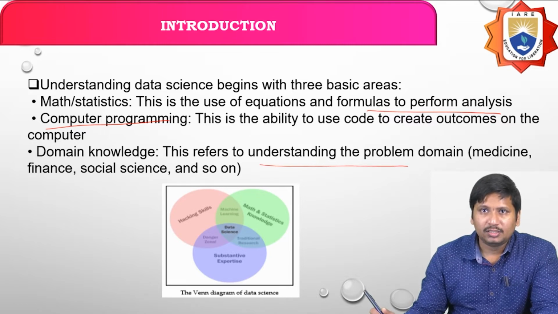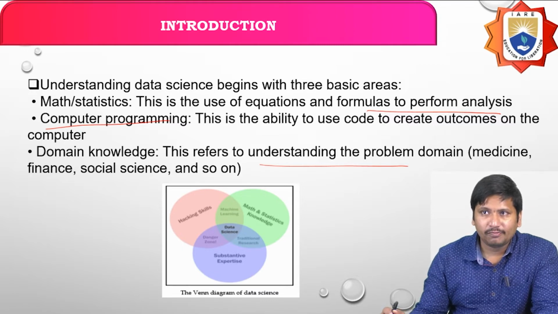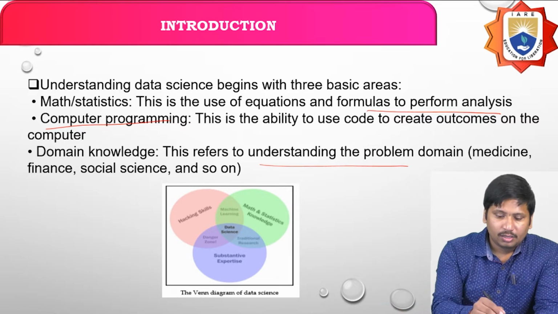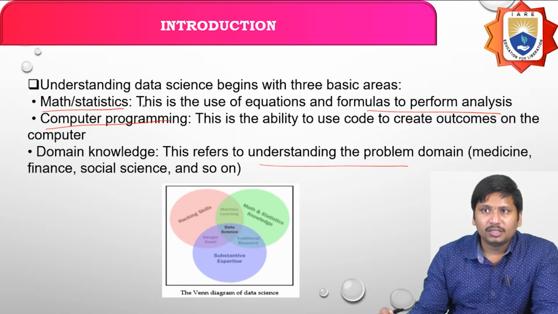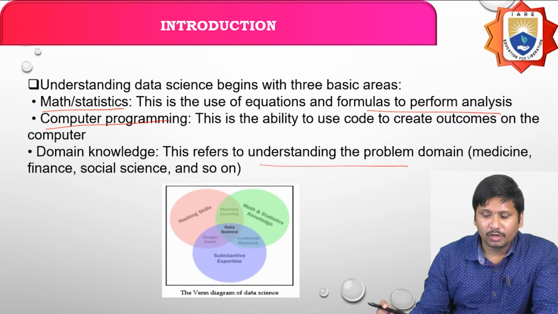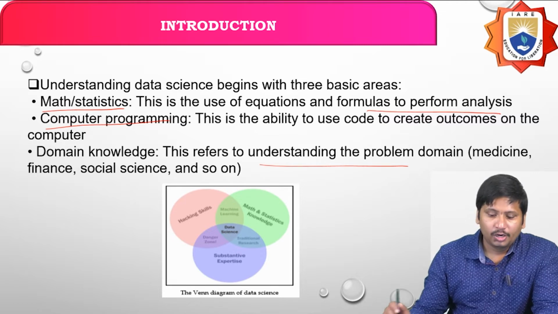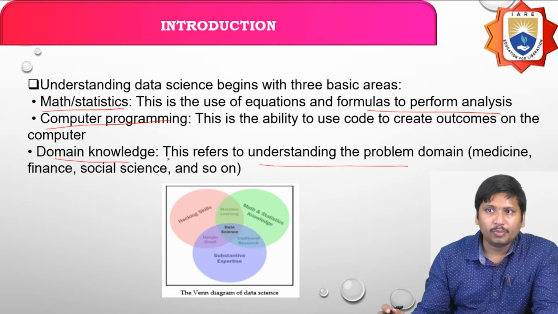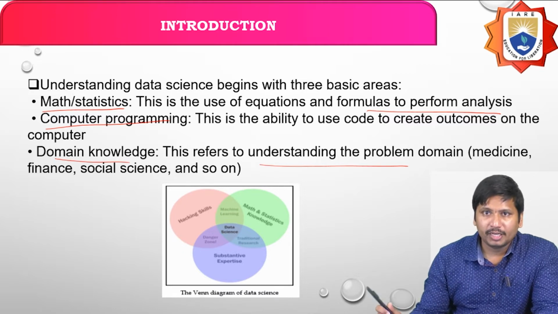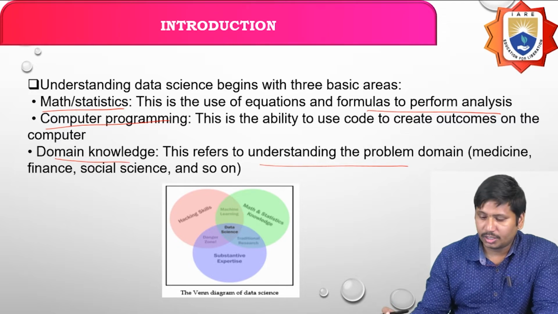So statistics makes use of equations and formulas to perform the analysis of the data. Computer programming is what we use to create outcomes on the computer. And domain knowledge is how we understand the problem domain, which could be medicine, finance, or social science.